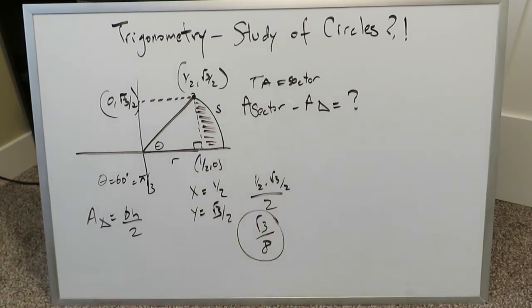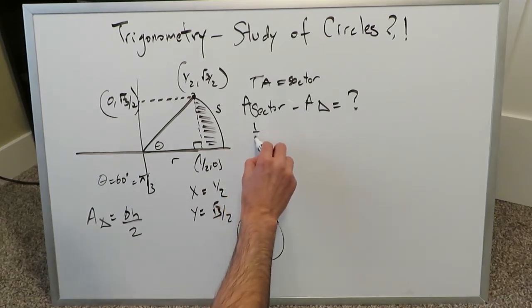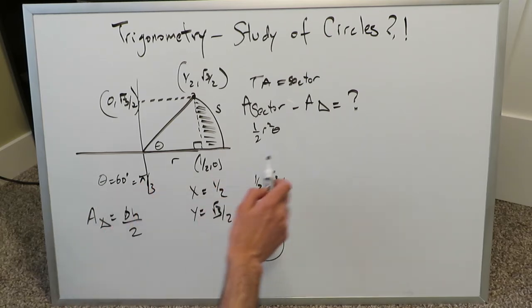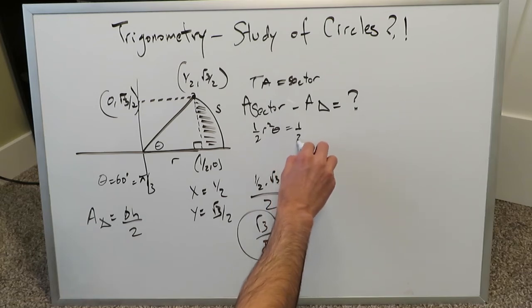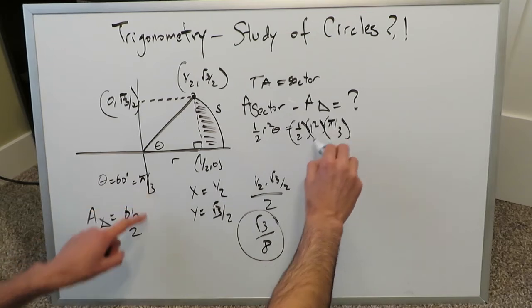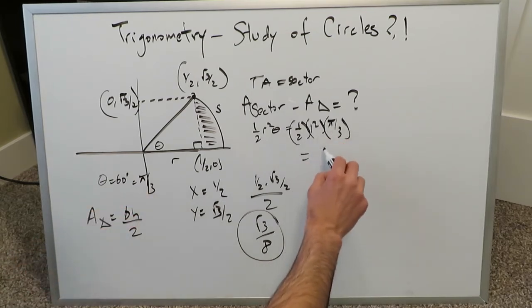But what's the area of the sector? The area of a sector is always half r squared theta, and theta here we're expressing in radians, pi over 3. So what's the area of the sector? It's half times the radius, which is 1, squared, times theta, pi over 3. So the area of the sector ends up being pi over 6.